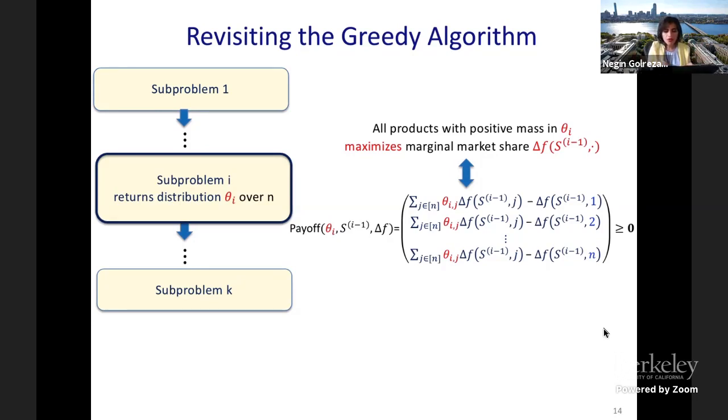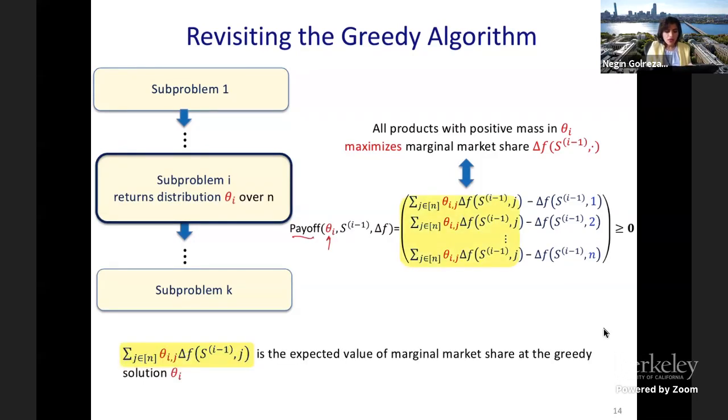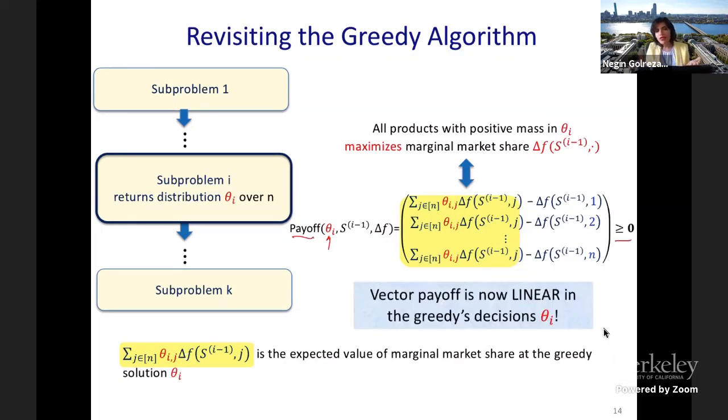But now let me write this vector payoff in terms of theta i. If you think about the yellow part that I highlighted, this is the expected value of the marginal market share at the greedy solution, right? And again, by the same logic, because the greedy algorithm goes with a solution that maximizes market share, this vector payoff that I define is again going to be greater than or equal to 0. And why did I do that? Because now all of a sudden the vector payoff is linear in the greedy's decision theta i, which is a nice property to have.